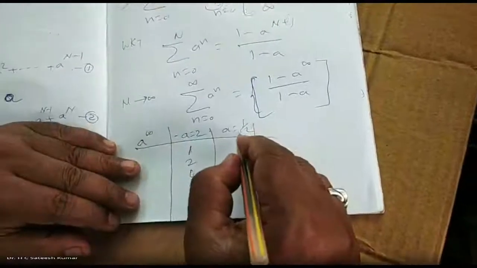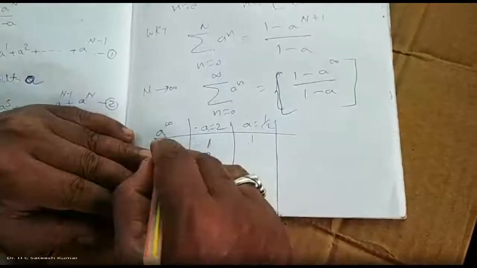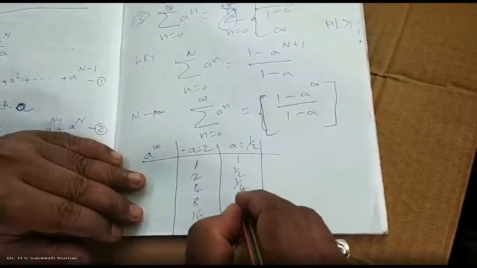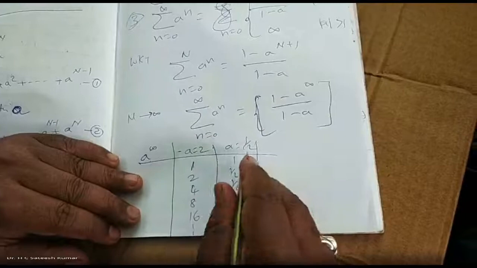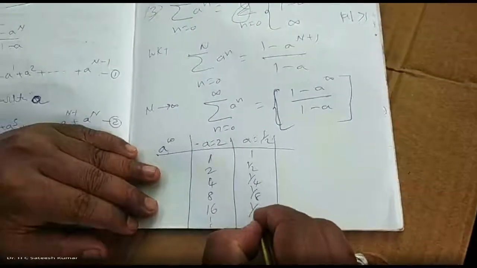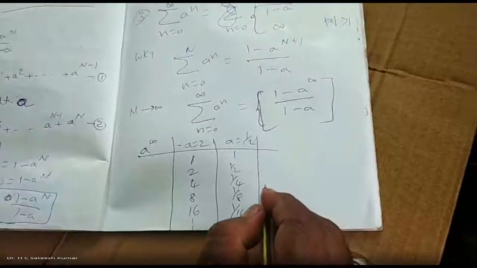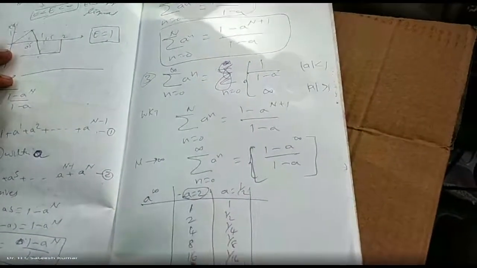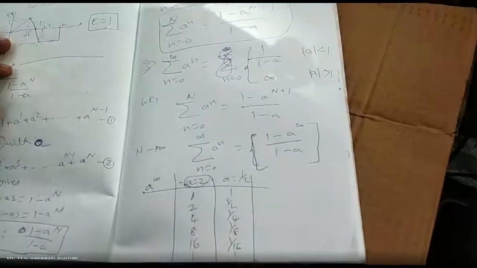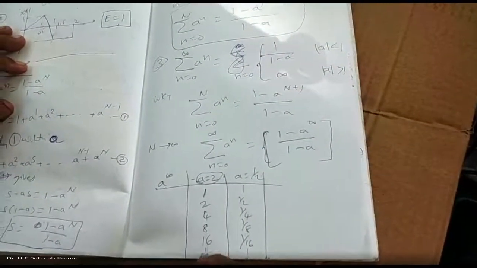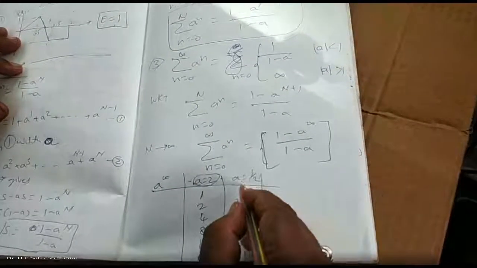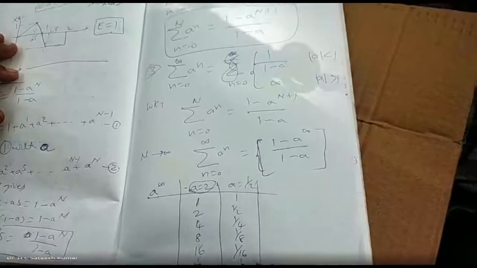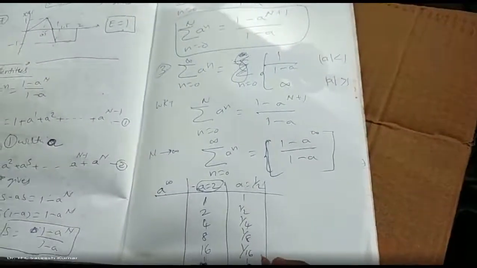Now we take a is equal to half: half to the power of 0 is 1, half to the power of 1 is half, half to the power of 2 is 1 by 4, half to the power of 3 is 1 by 8, half to the power of 4 is 1 by 16, and so on. When a is equal to 2, the value goes on increasing. If it goes on increasing, the highest value is infinity. If it goes on decreasing, the last value is 0. Don't go for negative; negative value has no meaning here.